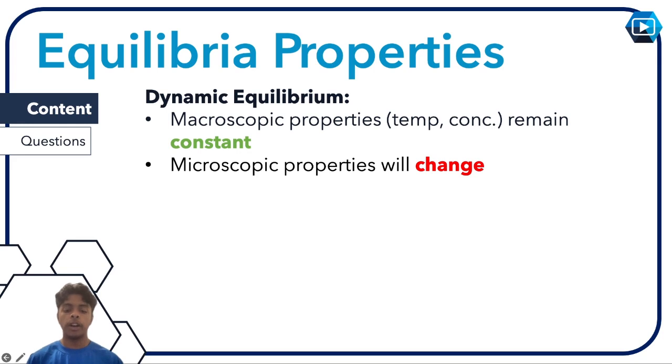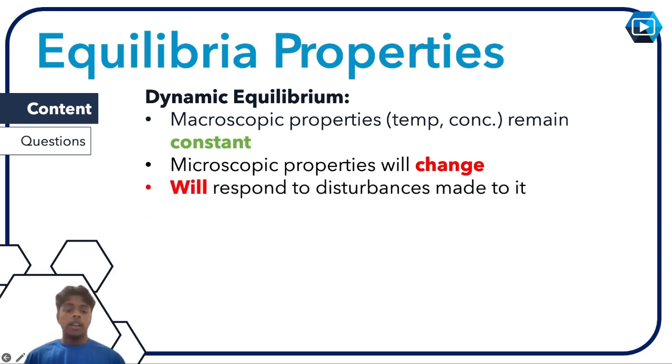So if both the forward and reverse reaction rates are occurring at equal rates, as per the core definition of equilibrium, then the rate of heat being released into the environment and the rate of heat being absorbed from the environment will be the same. And so from an observable viewpoint, the temperature of that system will remain constant, and the heat energy change of that system will remain constant. Therefore, we can say that macroscopic properties remain constant. Microscopic properties, however, will change.